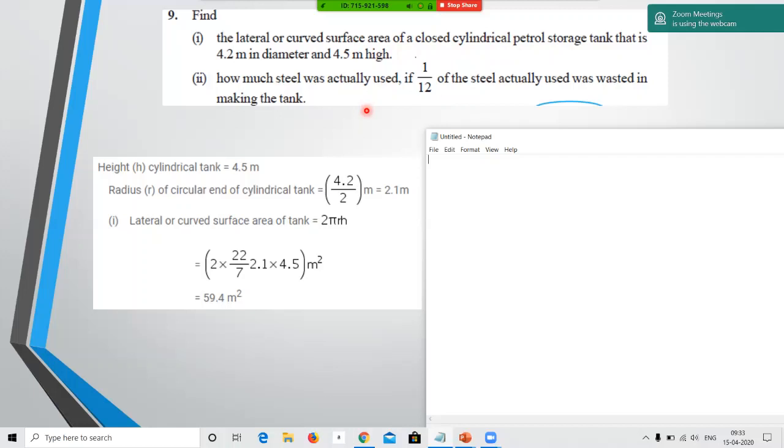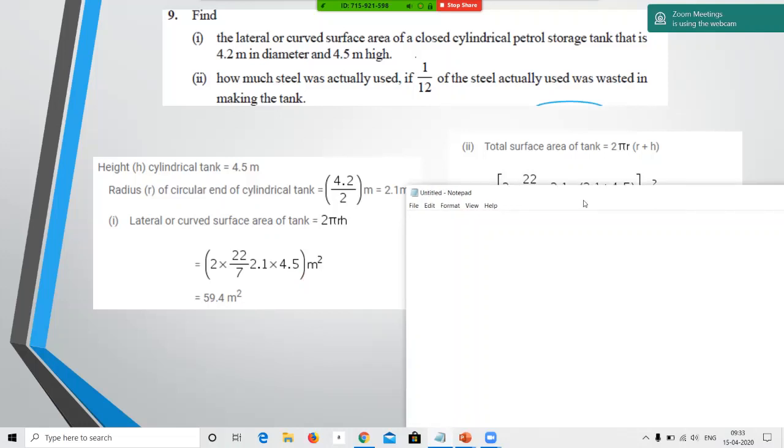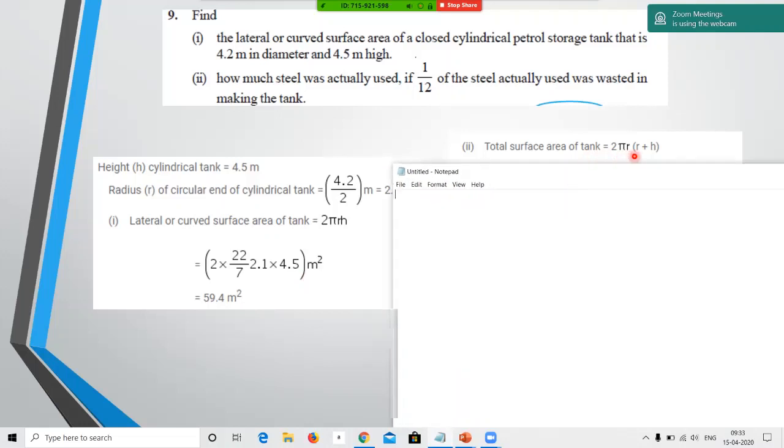What is the total surface area? The lateral surface area which you have found plus the top and the bottom, that is 2 times pi r square, 2 flat lids as if it's like that. So give me the value of that first. Total surface area 2 pi r plus h. First give me this answer first. Ma'am, 87.12 meters square.